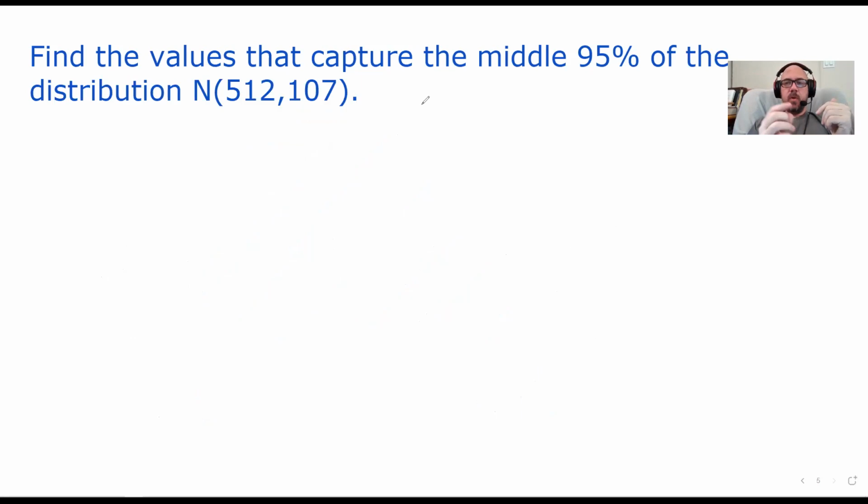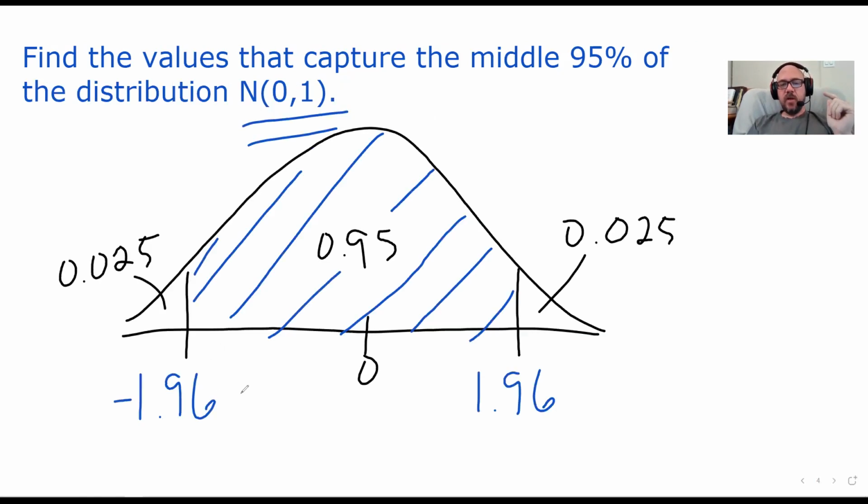So here is going to be a really common type of question. I want to find the values that capture the middle 95% of this distribution, N(512, 107). Now, I can do exactly the same thing I just did. I absolutely could use inverse norm in the calculator to find this, no problem at all. However, I know from over here that if I go 1.96 standard deviations to the left and right of the mean, that will give me what I want. So I don't even need an inverse distribution function to do this.